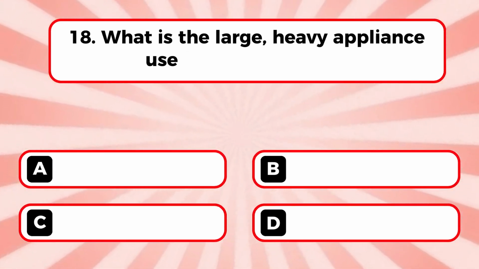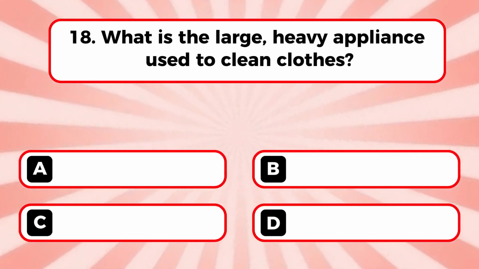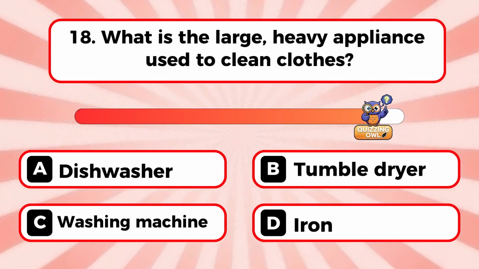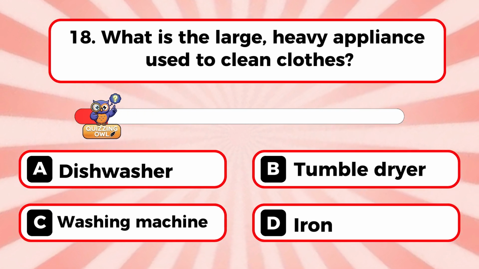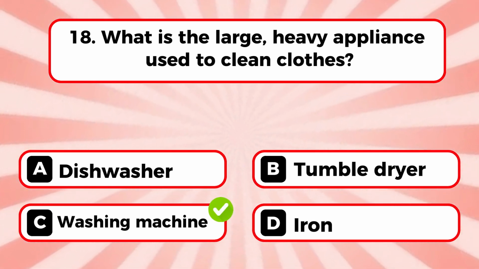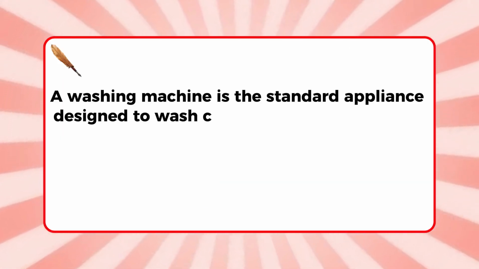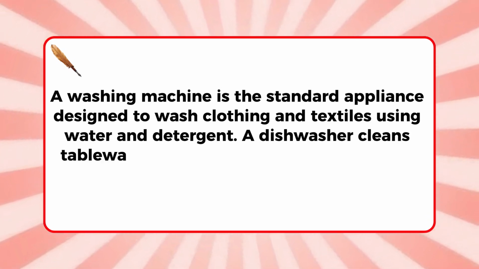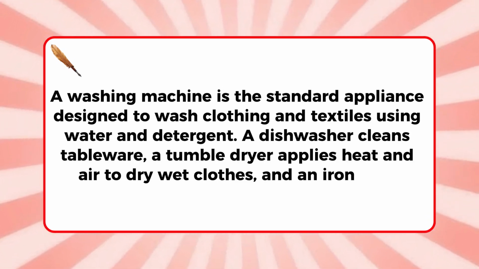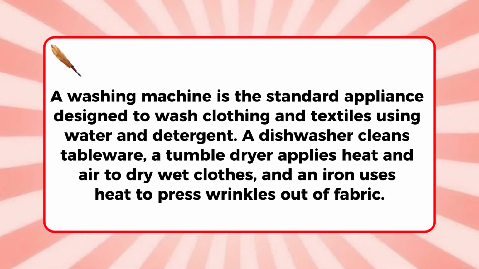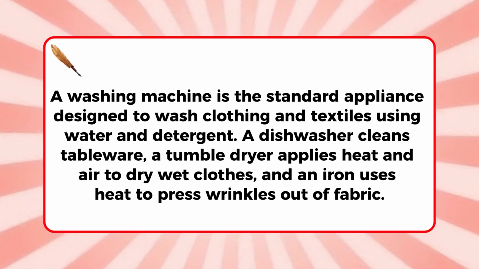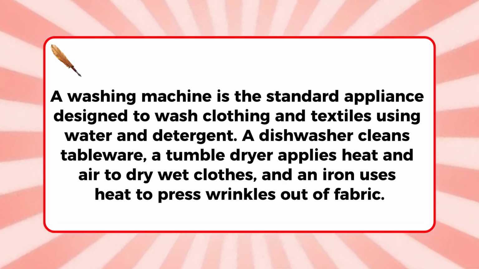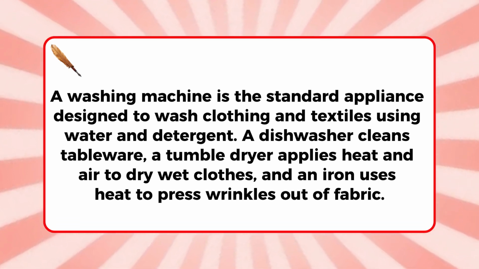18. What is the large, heavy appliance used to clean clothes? A washing machine is the standard appliance designed to wash clothing and textiles using water and detergent. A dishwasher cleans tableware. A tumble dryer applies heat and air to dry wet clothes, and an iron uses heat to press wrinkles out of fabric.